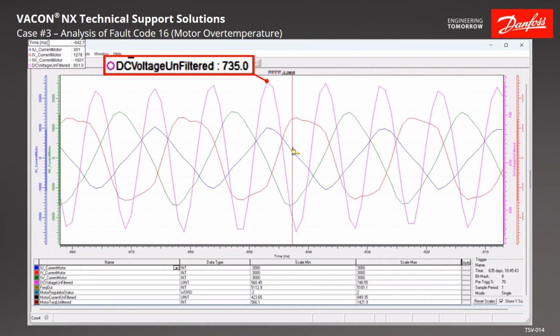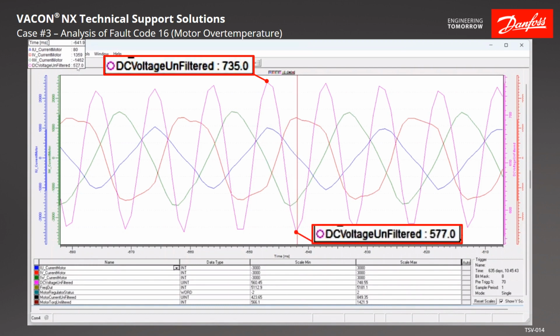Let's move it over to the bottom. There we have about 577 volts DC. So we have right around a 150, 160 volt ripple, and that's a huge DC bus ripple. We might expect 20, 30 volts, but nothing in that range. Because it looks sinusoidal, I say, all right, what's going on to make that much of a DC bus ripple?